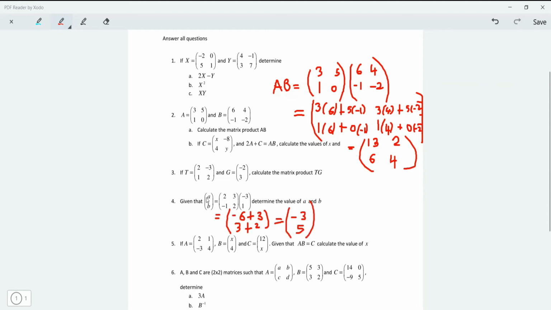Now remember, minus 3, 5 is equal to the matrix AB. So now you can equate corresponding elements. That implies that A equals negative 3, and B equals 5. That's all. A equals minus 3 and B equals 5, by equating corresponding elements.